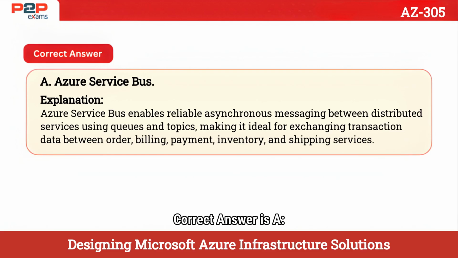Correct answer is A. Azure Service Bus. Explanation. Azure Service Bus enables reliable asynchronous messaging between distributed services using queues and topics, making it ideal for exchanging transaction data between order, billing, payment, inventory, and shipping services.